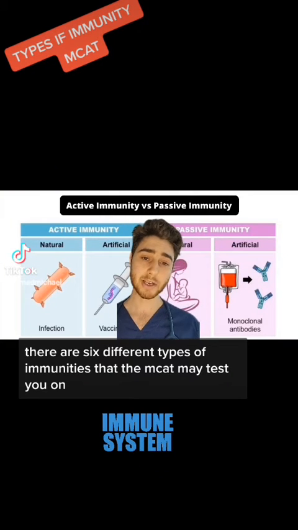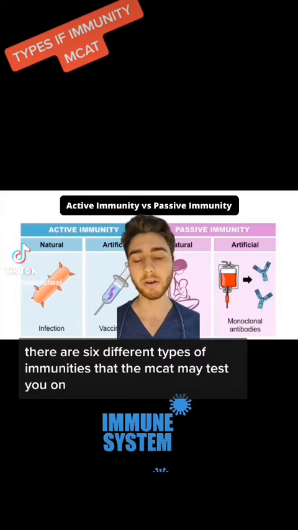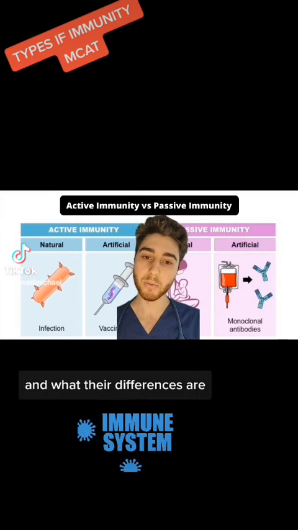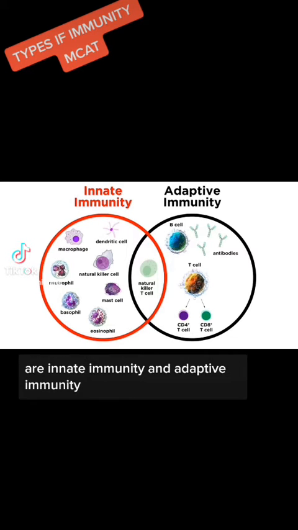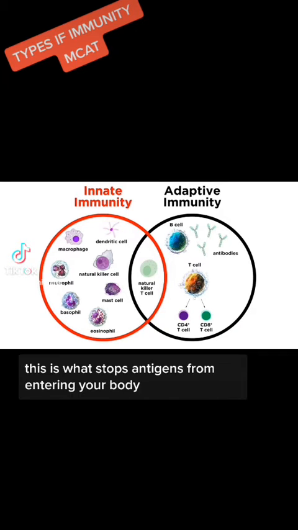There are six different types of immunities that the MCAT may test you on, and it's super important to understand how to distinguish them and what their differences are. The two most important types of immunity that you are most likely to get tested on are innate immunity and adaptive immunity.